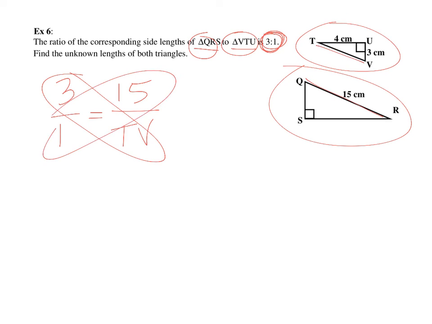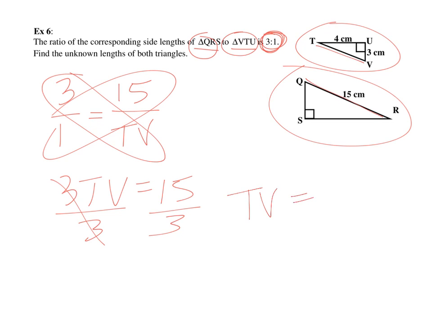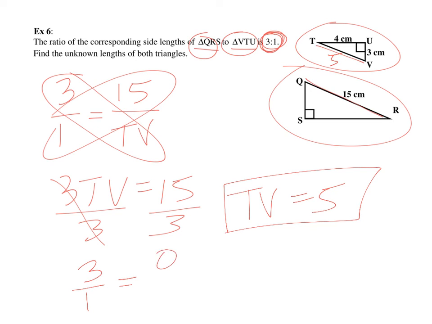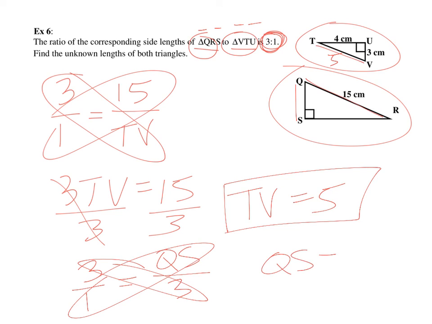All right, so there's a simple setup. I cross multiply, and I have 3 TV is equal to 15. Divide by 3, and I have TV is equal to 5. Okay, so TV is equal to 5. All right, let's figure out QS. So I have 3 to 1. Now going from the big triangle, I have QS over, what does QS correspond to? QS corresponds to VU, and VU is equal to 3. So once again, I cross multiply, and QS is equal to 9.